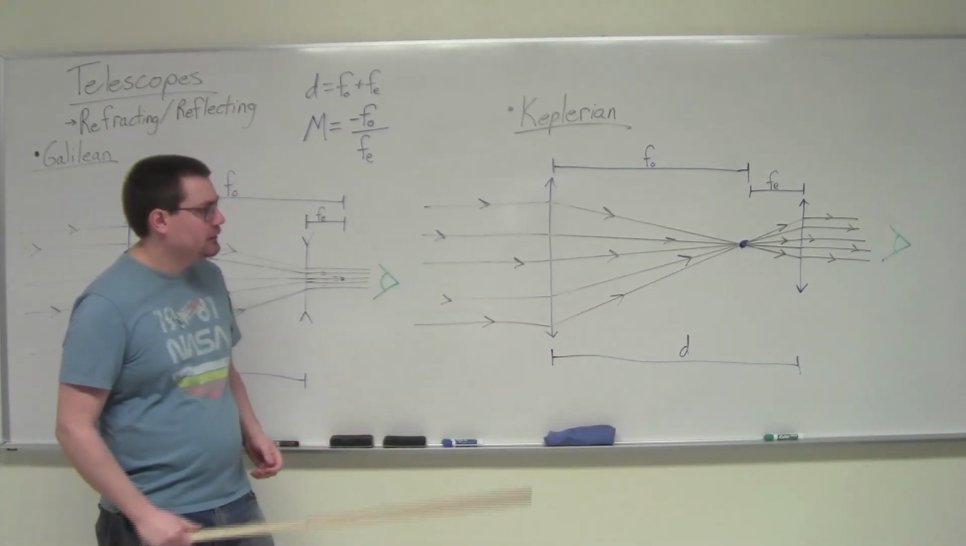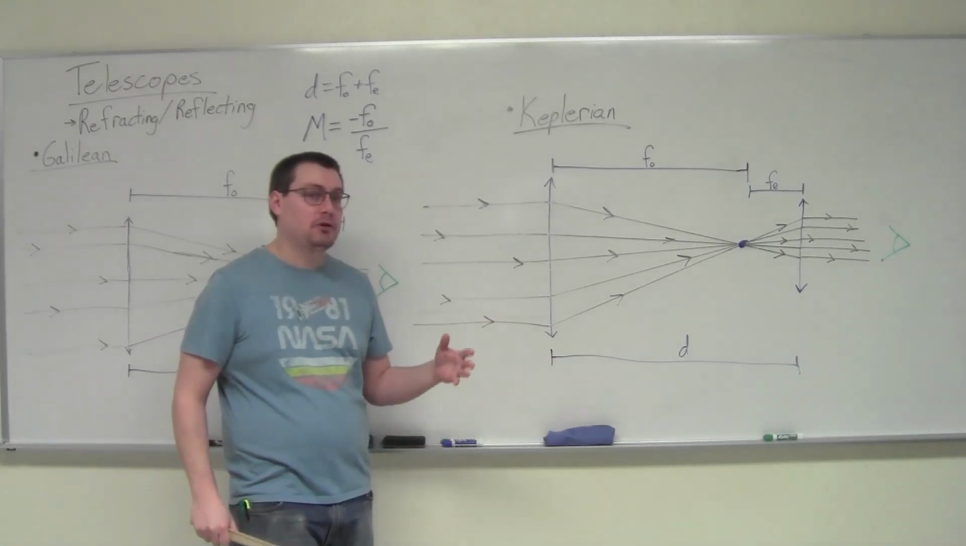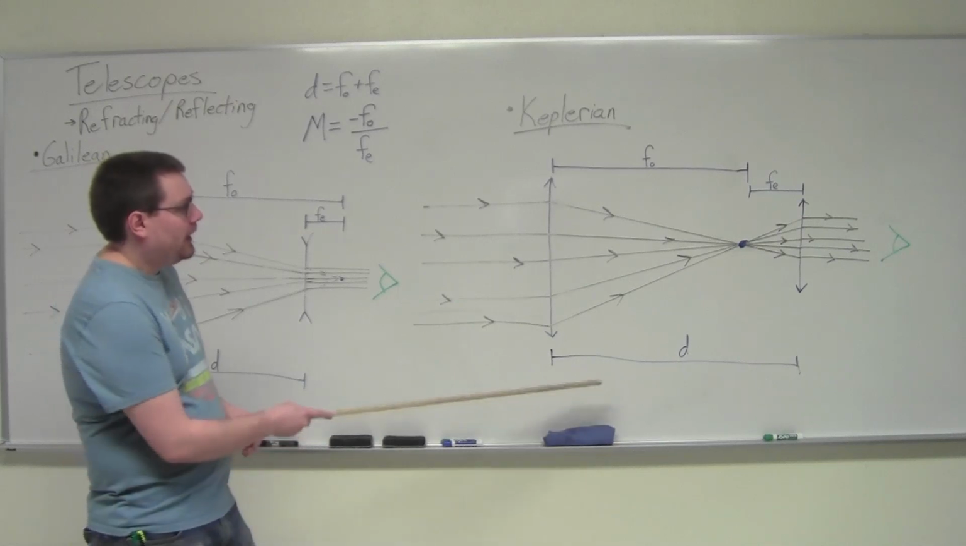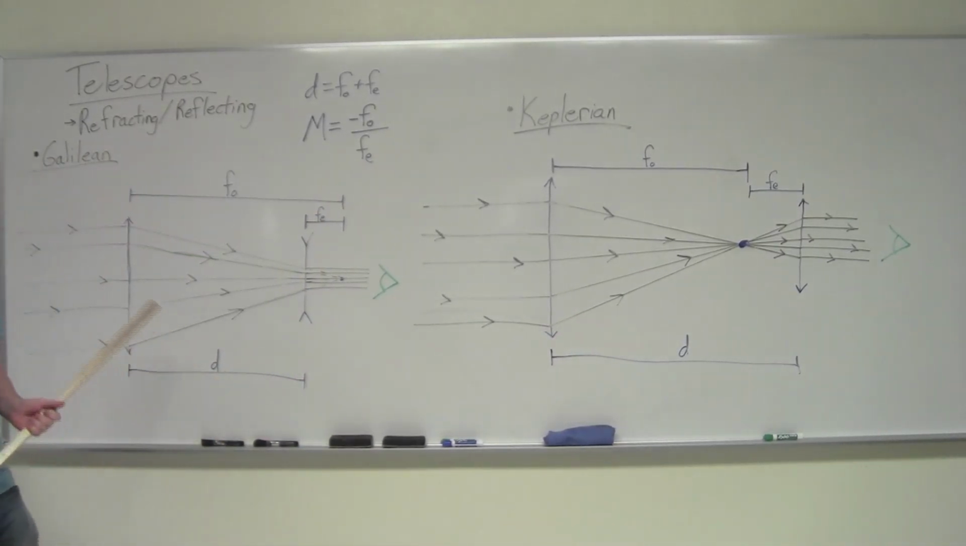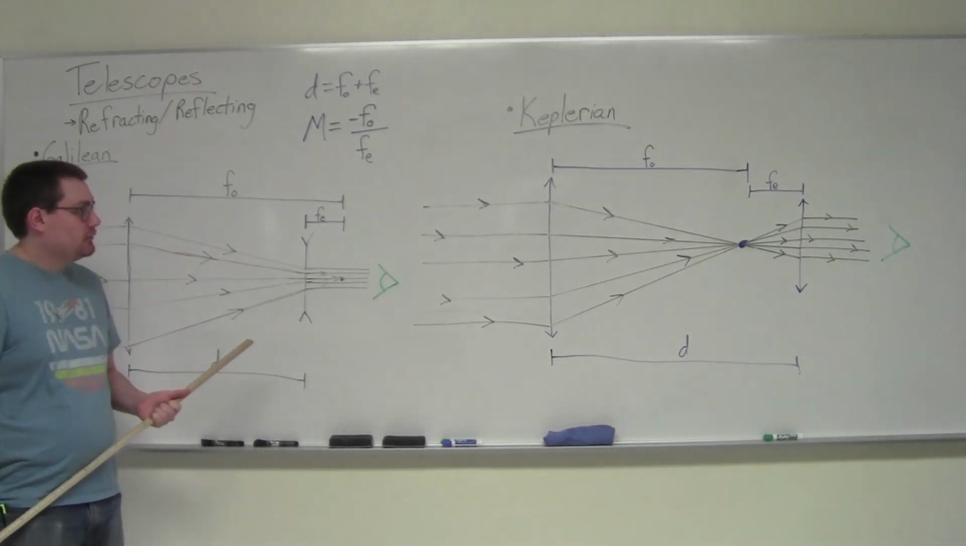Again, light is coming in perfectly parallel to the horizontal axis because we're looking at a very far away object, so all of the light is parallel. And we can again arrive at what our magnification value is using this equation here and changing the eyepiece and the objective lens.